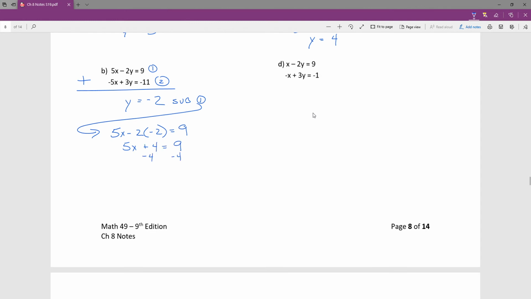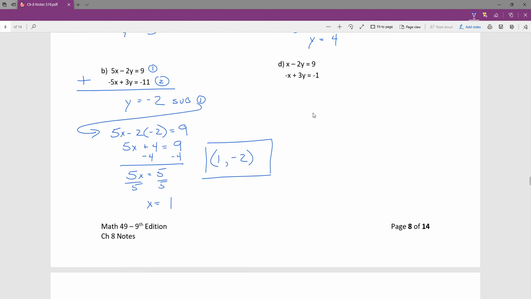Subtract 4 from both sides. I get 5x equaling 5. And solving for x, I get that x equals 1. Again, this is a consistent system. I have 1 and negative 2 as that ordered pair.